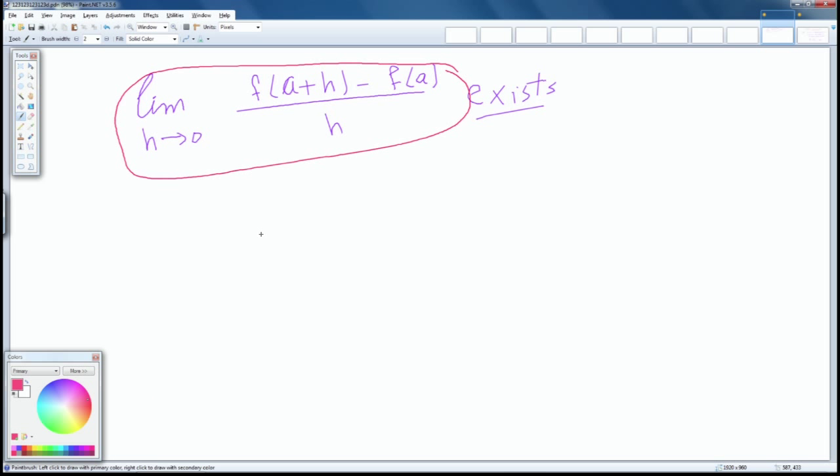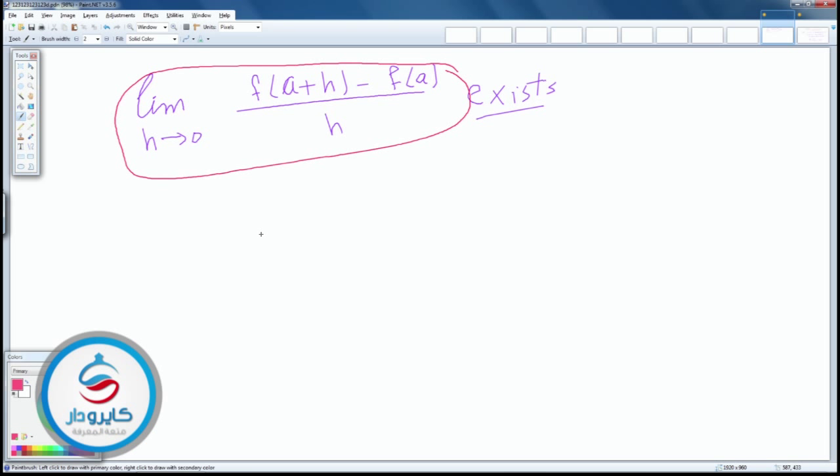ده اللي احنا خدناه في سنه ثانيه ثانوي، اللي هو كان الفاندامنتال ثيوري اوف ديريفاتيف، اللي هو كنا بنقول عليه rate of change. هو rate of change ده هو الفاندامنتال ثيوري اوف ديريفاتيف. طيب عندي شويه ريمارك.